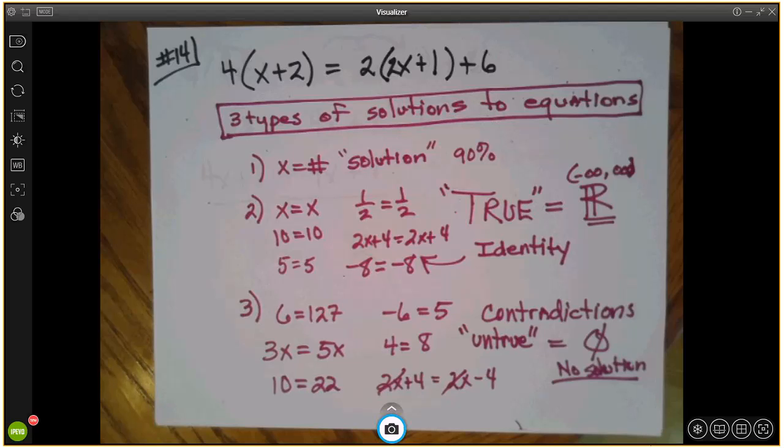Number 14. 4 times x plus 2 in parentheses is equal to 2 times 2x plus 1 in parentheses plus 6.